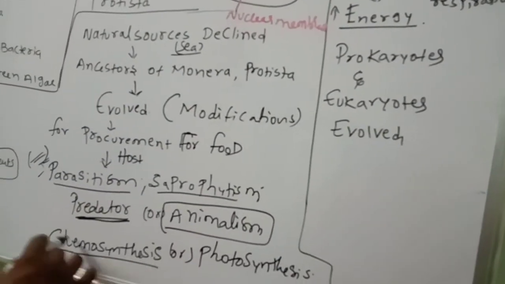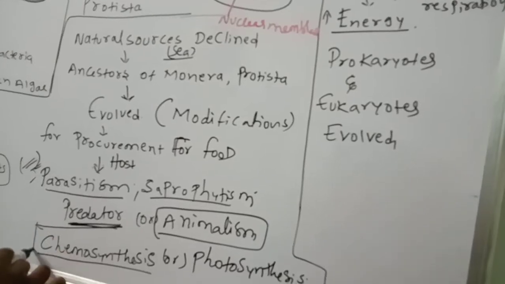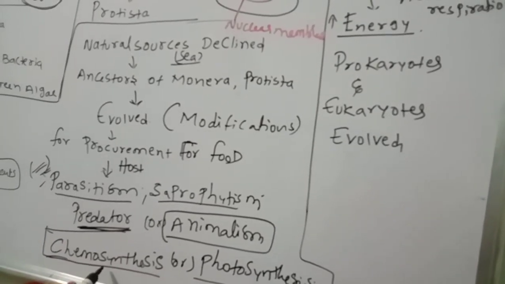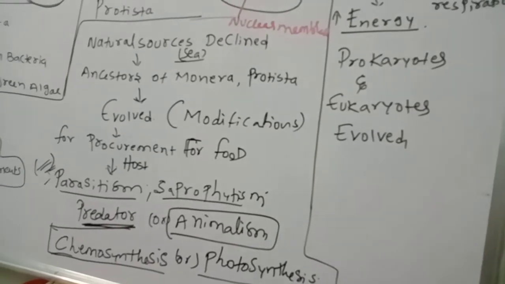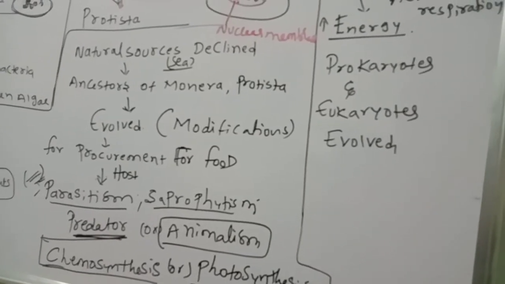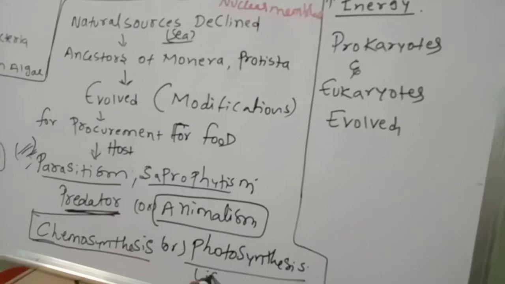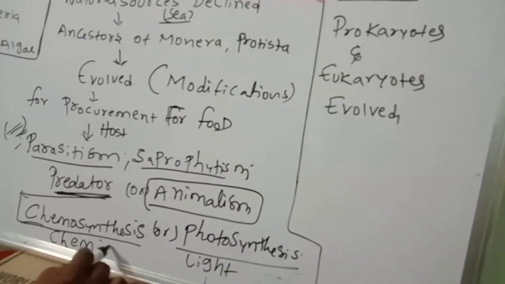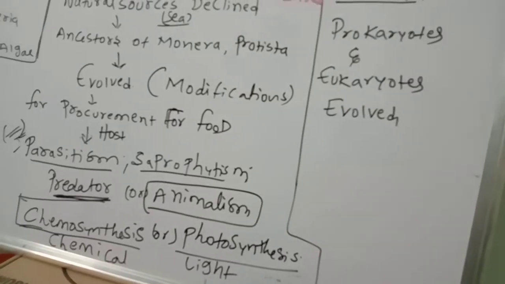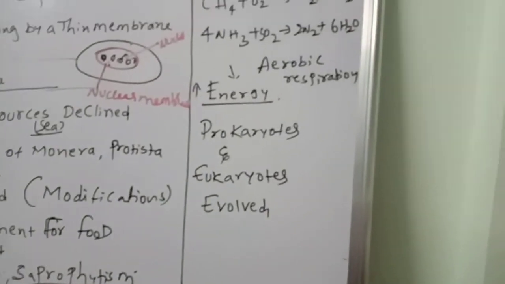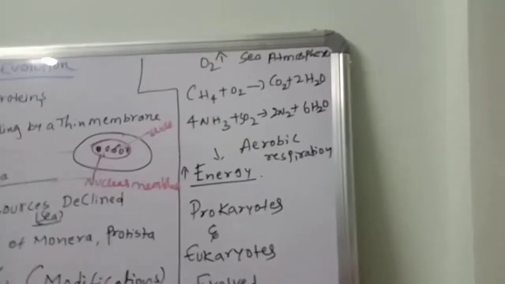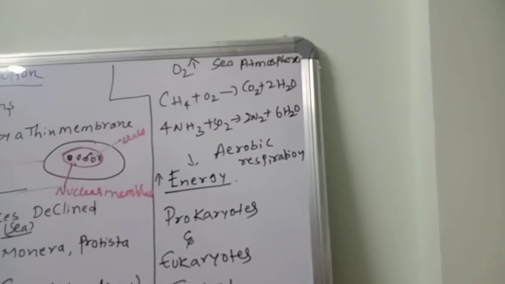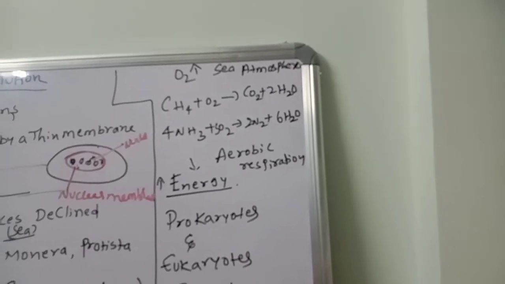Next, not only this, they showed chemosynthesis and photosynthesis. What is the meaning of chemosynthesis? By utilizing chemicals, they produce food, that is called chemosynthesis. By utilizing light energy, they produce food and developed into new varieties. Like this, photosynthetic bacteria and chemosynthetic bacteria developed.